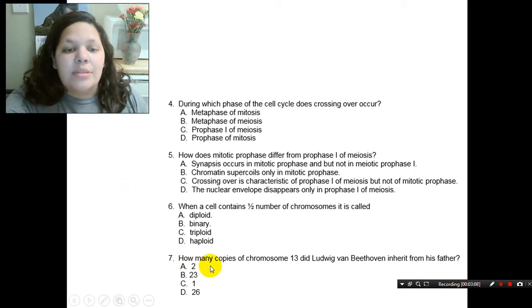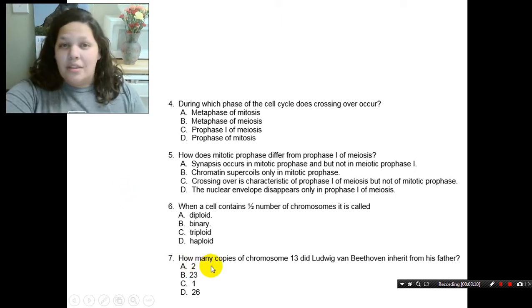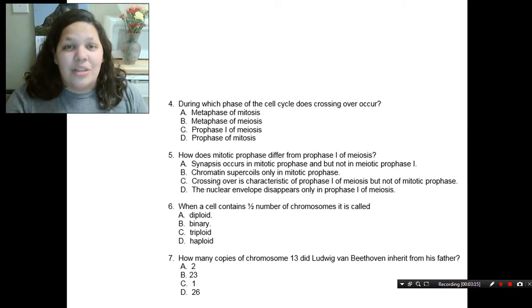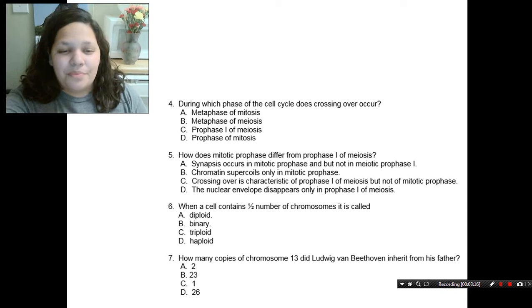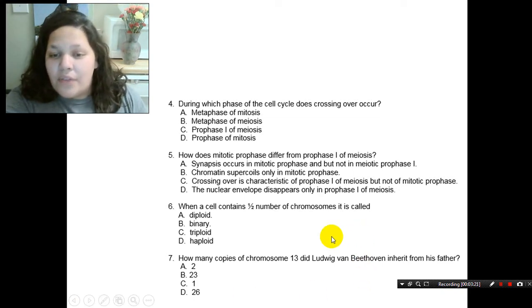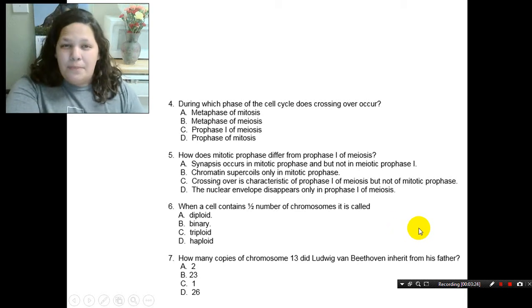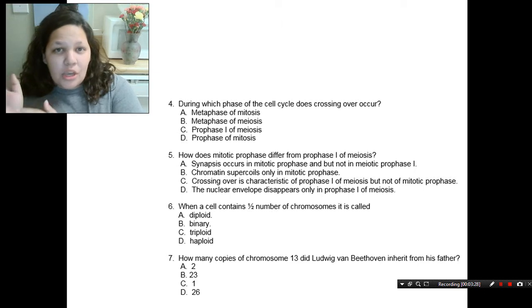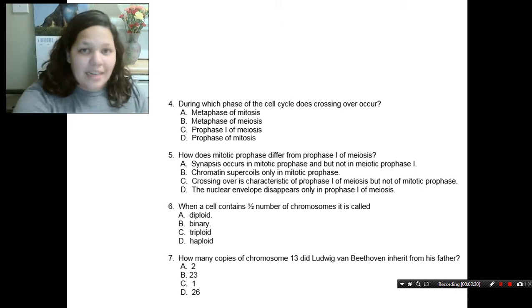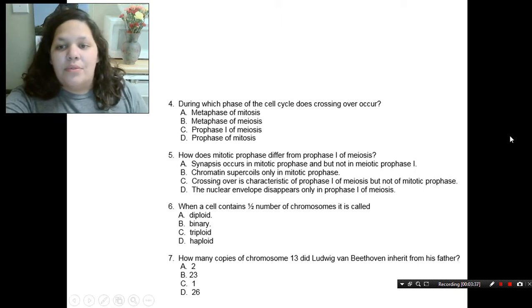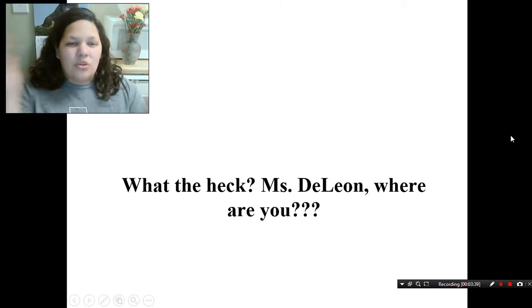For this one over here, number 7, this one was really tricky. So if you got this one, like, wow, that means you answered all the questions fast. And that means that you understood this trick question. So this says, how many copies of chromosome 13 did Ludwig van Beethoven inherit from his father? Well, you only have 1 set of DNA from your mom and 1 set of DNA from your dad. So he only got 1 chromosome from his dad. So now that we've went and done the do now, let's go over this.